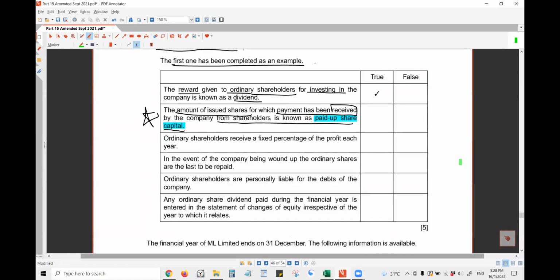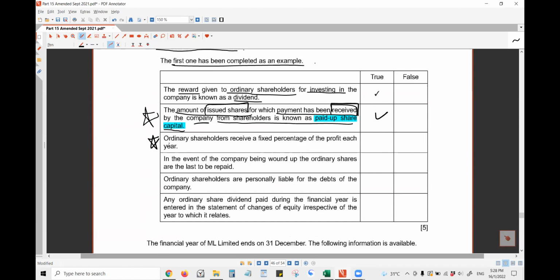So you write here, put a tick there, true. Because it is the amount of issued shares for which payment has been received by the company from shareholders. Okay, next, read this yourself, then you tell me true or false.